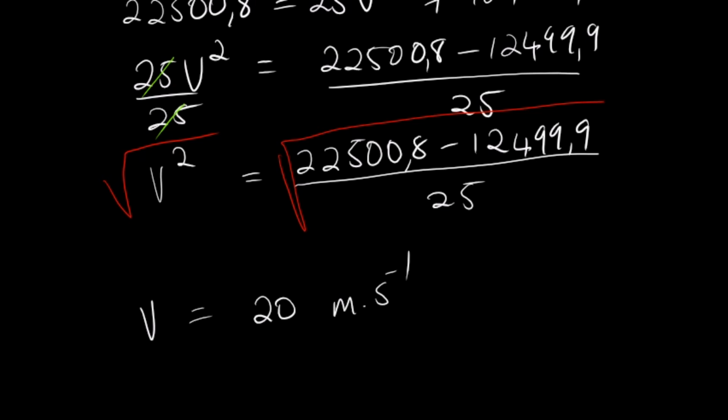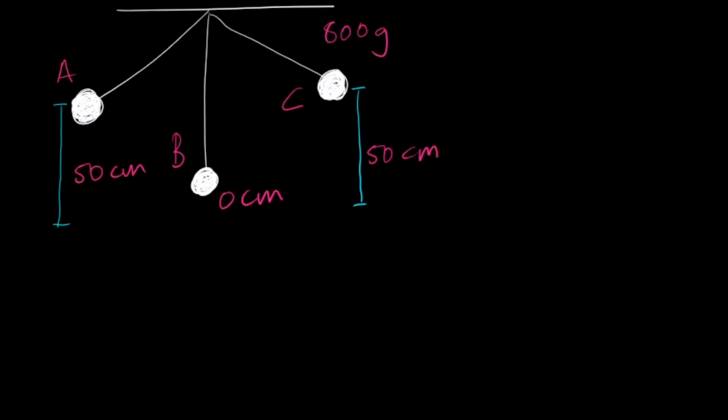Remember, when we are calculating for the speed, we don't need to write the direction. Remember, speed is a scalar quantity, so we simply calculate the magnitude. That's it for this problem. We are still looking at energy. Let us look at this problem.